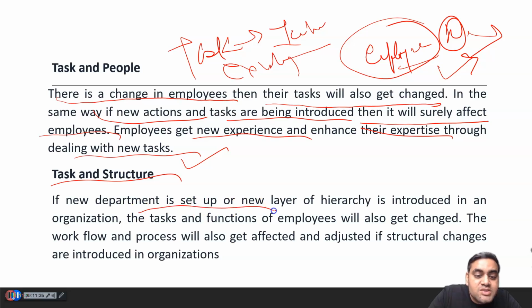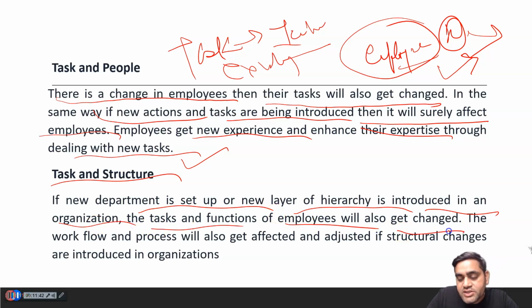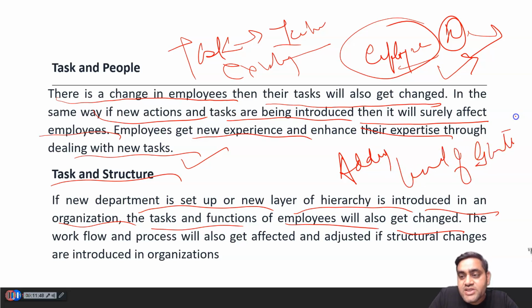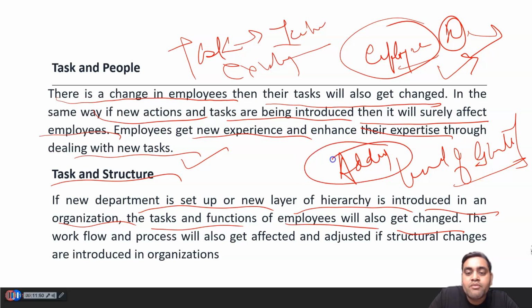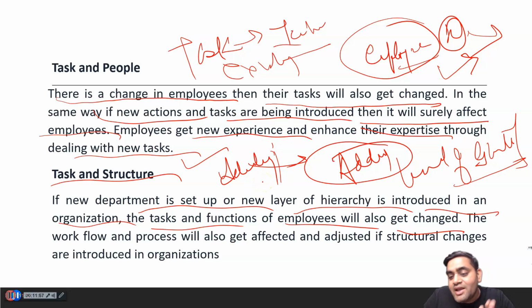If a new department is being set up, or a new level of hierarchy is being introduced in the organization, the task and the function of employees will also change. For example, you are adding a new department or a new level of hierarchy, so your structure is changing, and what will this new department do? It will be adding some new tasks, or it may be doing certain tasks which earlier some other department was doing. That is the reason why it will affect your structure also, right?